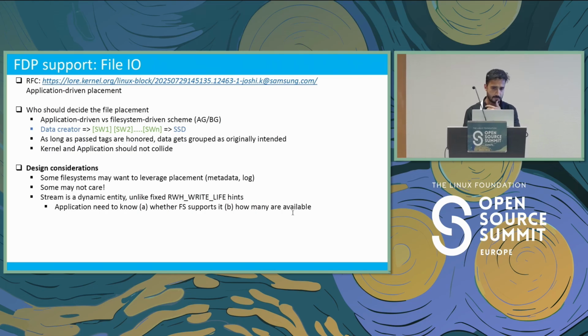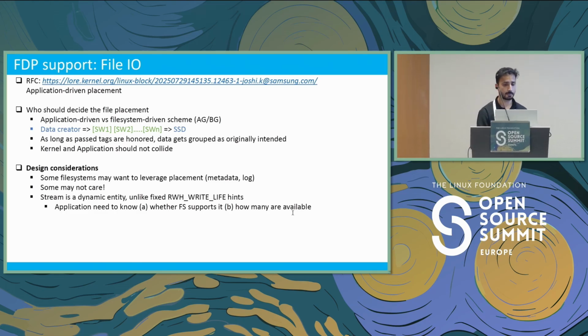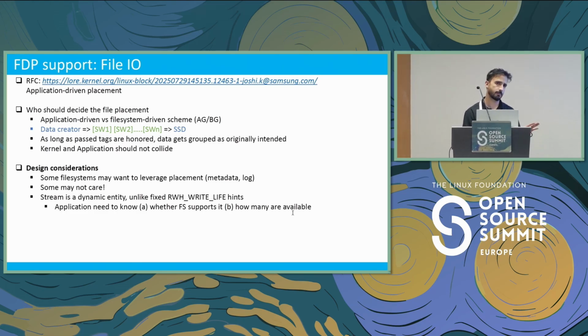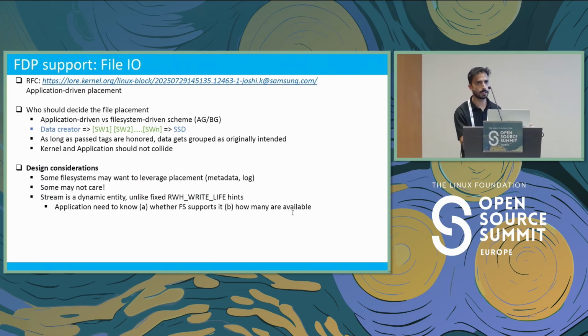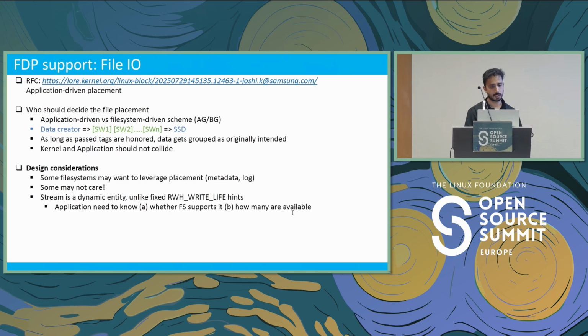But as far as the SSD is concerned, it has no idea. As long as placement tags are honored, the data would be grouped as originally intended. But what needs to be ensured is that the kernel and application shouldn't collide. By this I mean that if the application is passing some hint and the file system is also passing the same, then it may not be desired, or it may collide, right? So that part needs to be seen, so that both are working together.